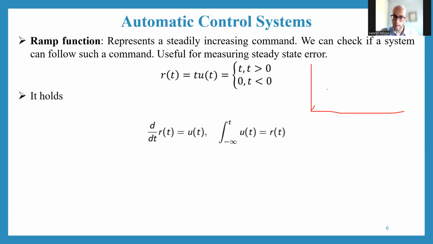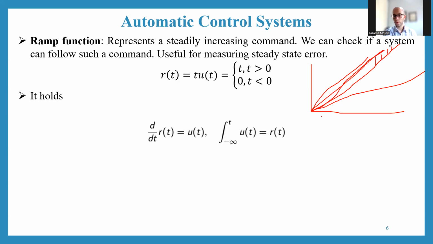What it denotes is that when we input a ramp function to a system, we can see whether the output will be able to follow the ramp input or not. In the ideal situation, we may have this sort of fixed error, or, in an ideal situation, we may be able to follow the ramp input exactly.